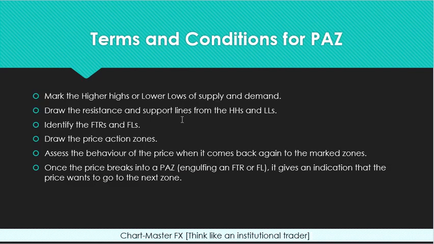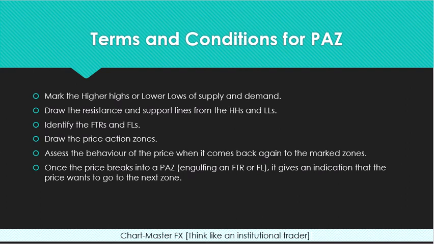Okay, so now let's go to the terms and conditions for the price action zones. These are the conditions, guys. Condition number one, mark the higher highs or lower lows of supply and demand. Once you mark those, then draw the resistance and support lines for the higher highs and the lower lows. Identify the FTRs and the flag limits. Draw the price action zones. Assess the behavior of the price when it comes back again to the market zone. This is what we call reading the market.